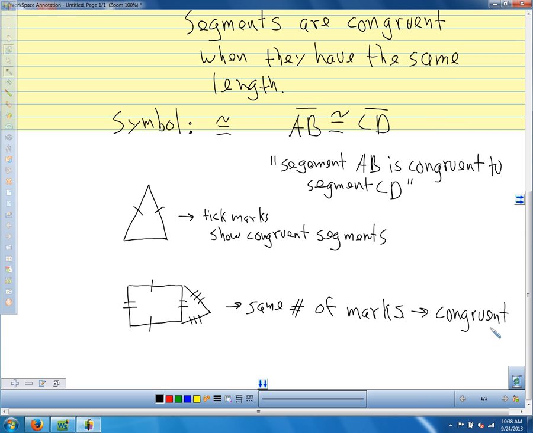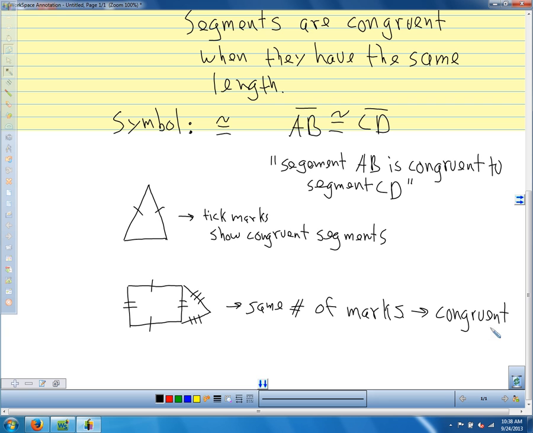So lots of times we're going to talk about congruent shapes. We're going to talk about congruent angles, congruent polygons, congruent hexagons, all kinds of different things that we're going to say are congruent. And that tells us different things about the lengths and the angles and how they work with each other. We're going to use the idea of congruent a lot in geometry.